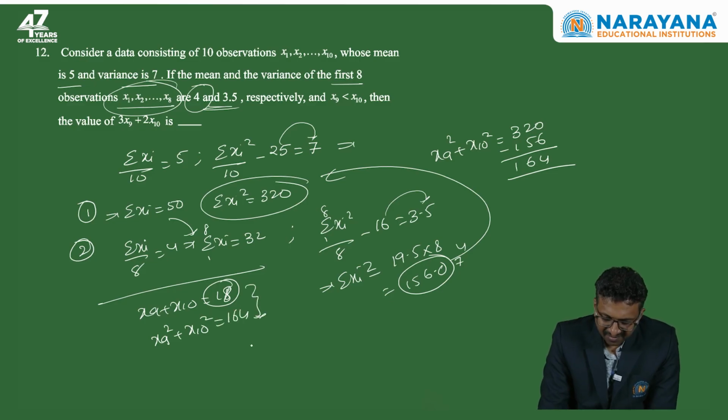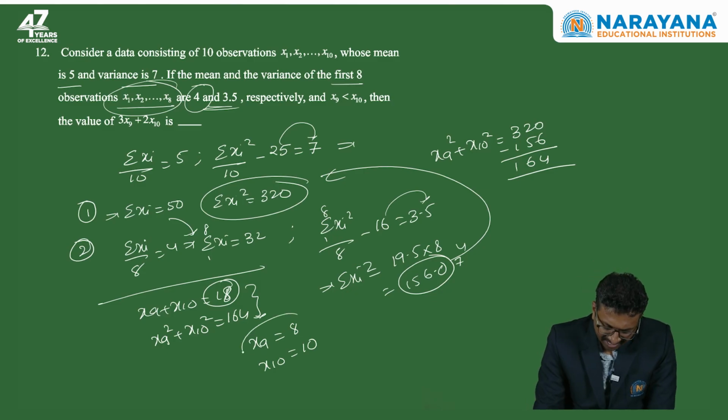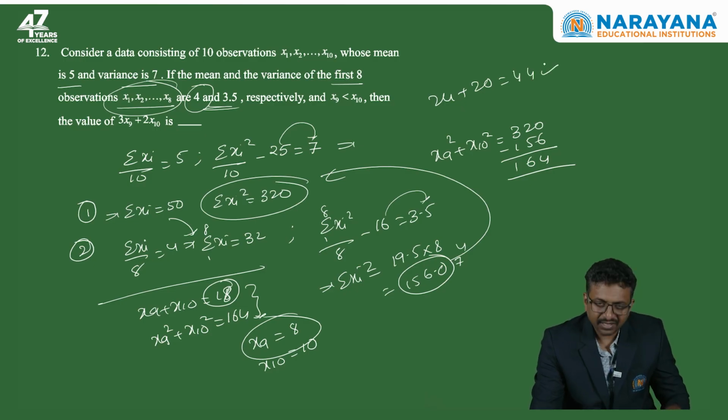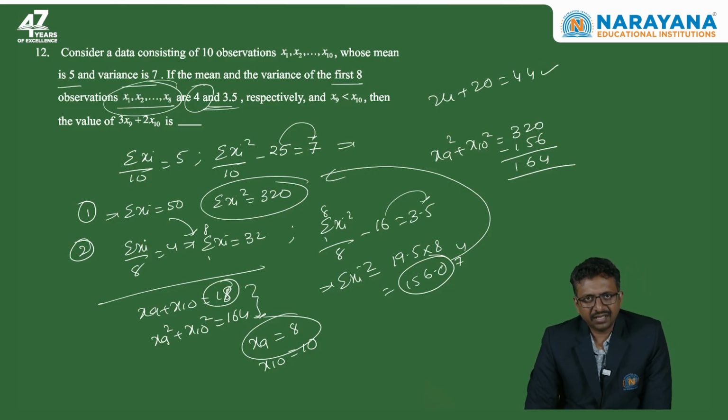So clearly from these two, you can see that x9 and x10, the smaller has to be 8, the bigger has to be 10, right? 8 and 10. So 3x9, which is 24, plus 2x10, which is 20, is equal to 44, the answer to this. So, a very straightforward statistics based question.